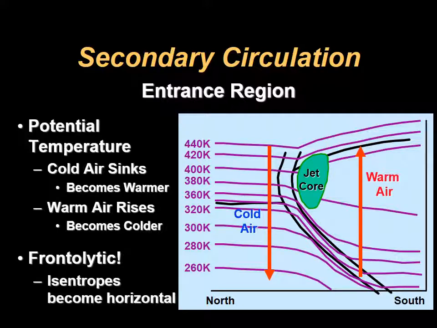So in the entrance region of a jet streak, it is frontolytic. In other words, it's causing the jet streak to slow down or die because of the loss of the temperature gradient.